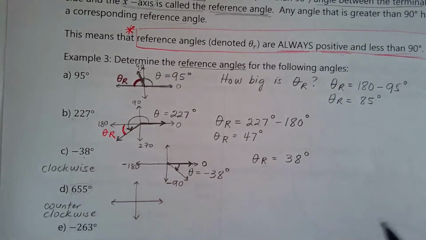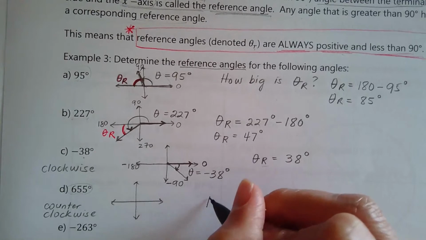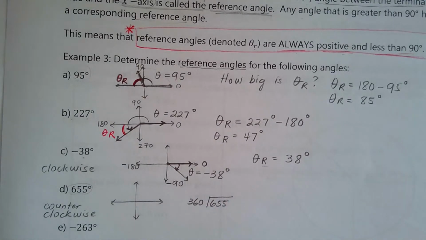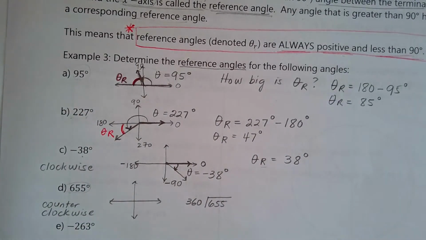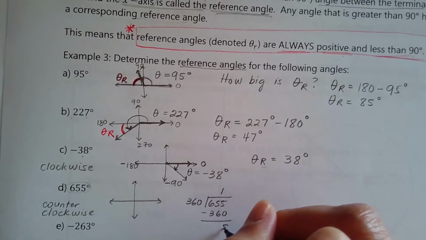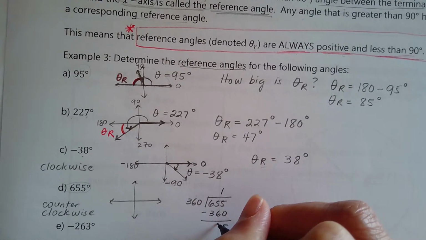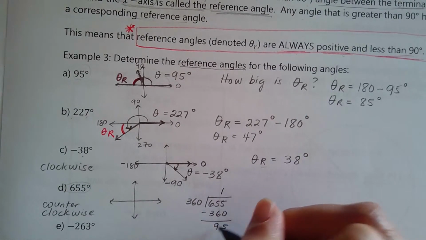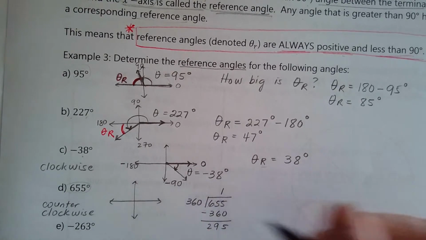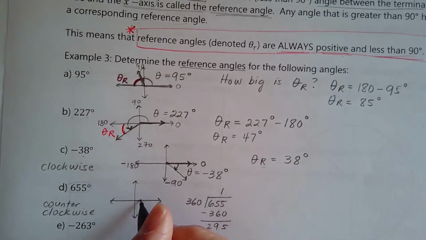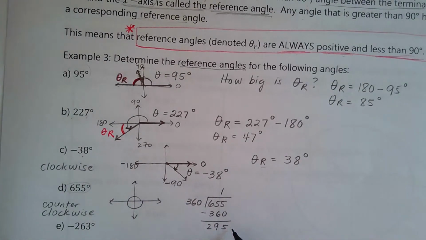Let's see here. This is how I showed it yesterday. 655 divided by 360 is going to give us 1. Then minus 360, that's going to give us 295. So that means we've circled around one full round, and then we have to continue on for another 295 degrees.